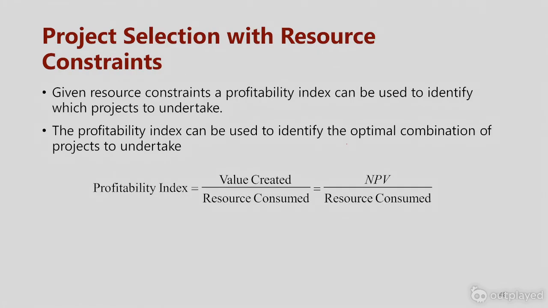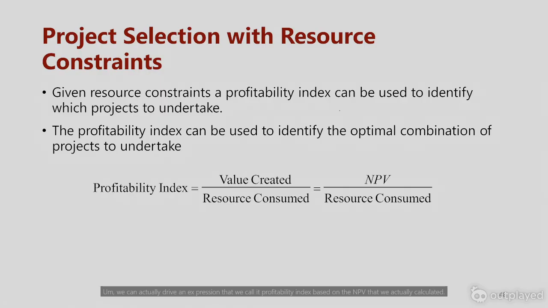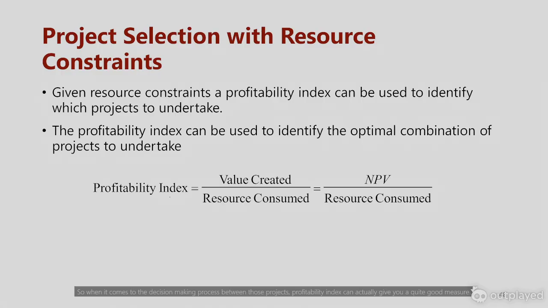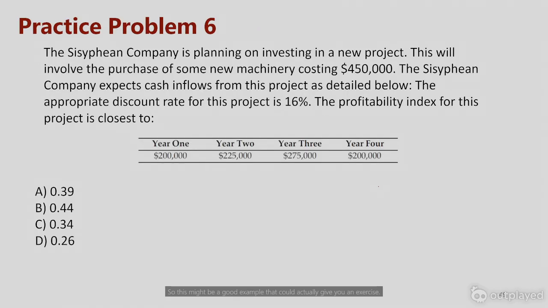Whereas, given resource constraints, we can derive an expression that we call the profitability index, based on the NPV that we calculated. So when it comes to the decision-making process between those projects, the profitability index can give you a quite good measure that can help you decide whether to accept the project or not. For this, we have to calculate beginning from the NPV calculation. So this might be a good example to give you an exercise in how to calculate the profitability index.